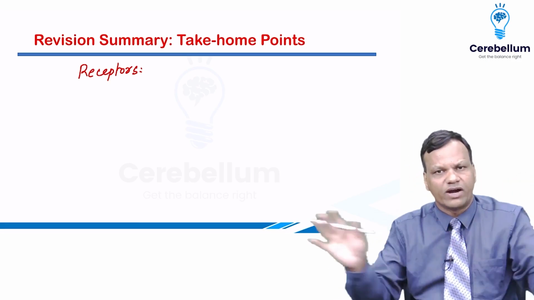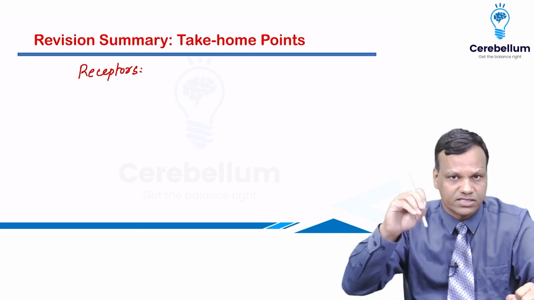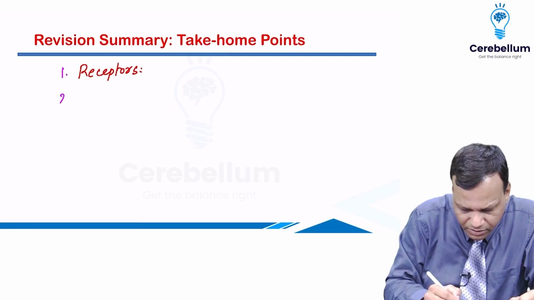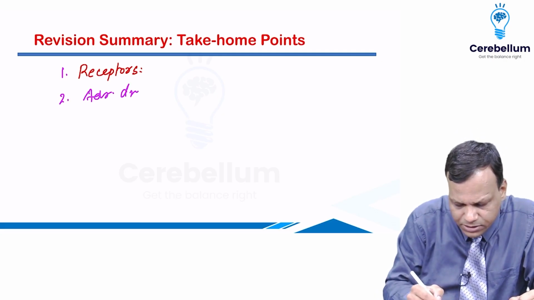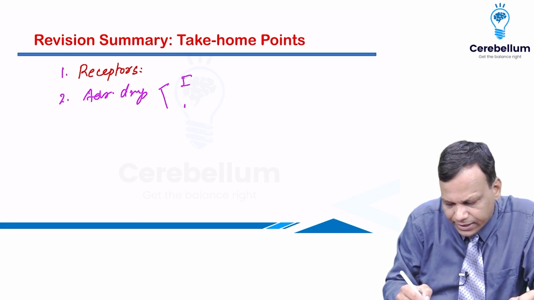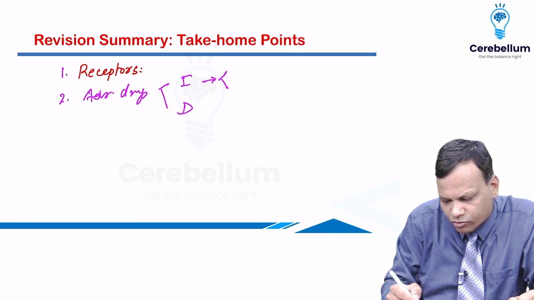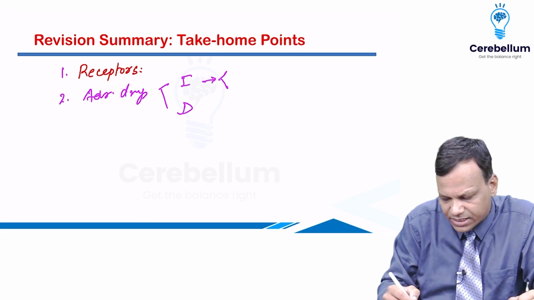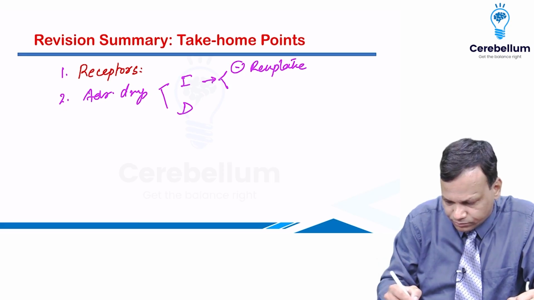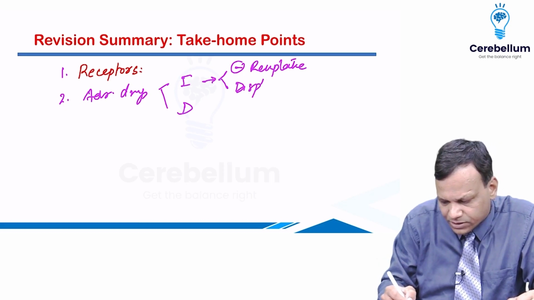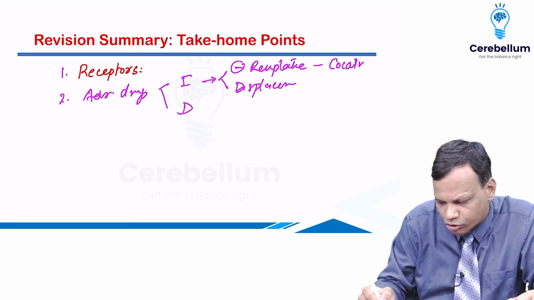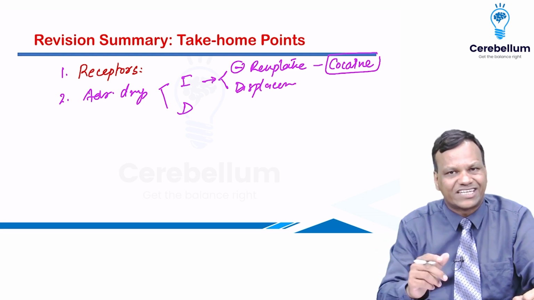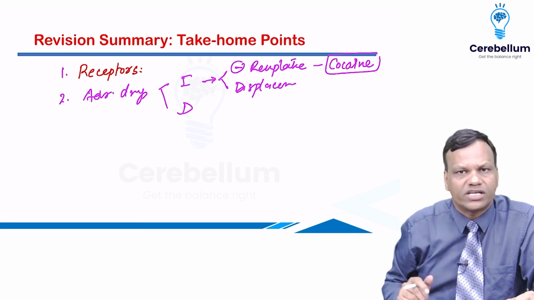In the books, you will find much more extra information not required, but this is important. Second, we divided the adrenergic drugs into two types: indirectly acting and directly acting. Indirectly acting are further of two types: drugs acting by inhibiting the reuptake and drugs acting by displacement. Most important among them you need to remember is cocaine. A lot of questions are asked on cocaine addiction and cocaine as anesthetic. So cocaine is very important.